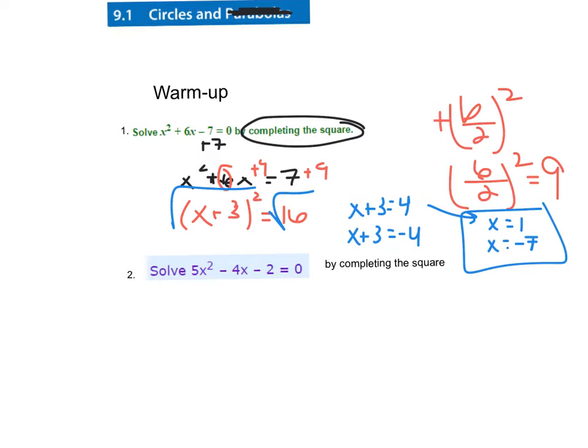Number 2, I'll have you try in a second. But what I recommend doing first is actually dividing everything by the a value first, because you can't complete the square when you have a number greater than 1 there. So add the 2 like normal, and then I'll have you finish this in a second. Divide everything by 5, which makes our b value a little crazy looking, but I think most of us can deal with the fraction part here.